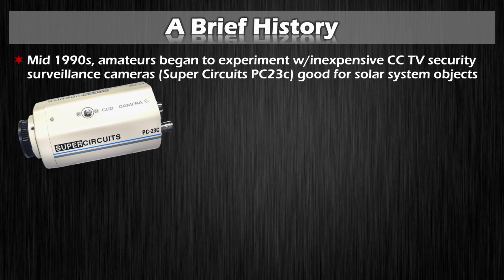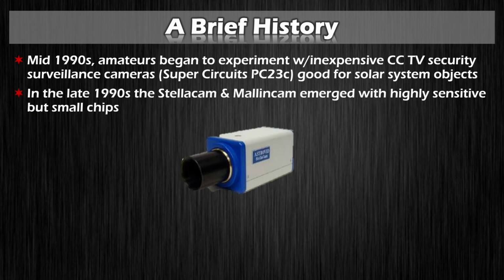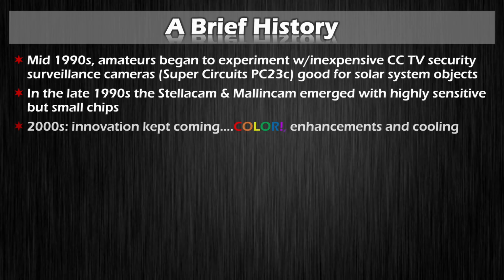So in the mid-90s, amateurs began experimenting with some very inexpensive CCTV security surveillance cameras, and one such example was this Super Circuits PC23C. And these were okay for bright solar system objects. And of course, these were just black and white. But then in the late 90s, you had companies like Stellacam and Mallincam, and they came out with some very sensitive cameras, but the cameras had some very, very small chips, which resulted in a very narrow field of view.